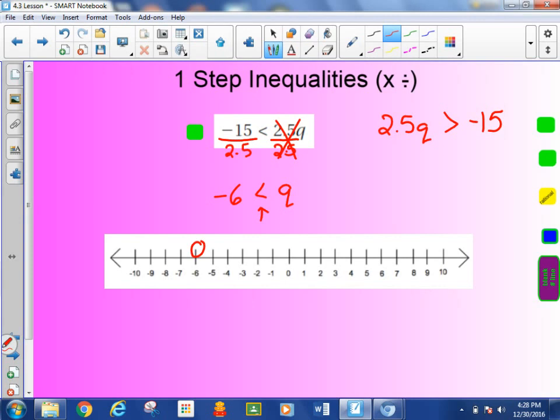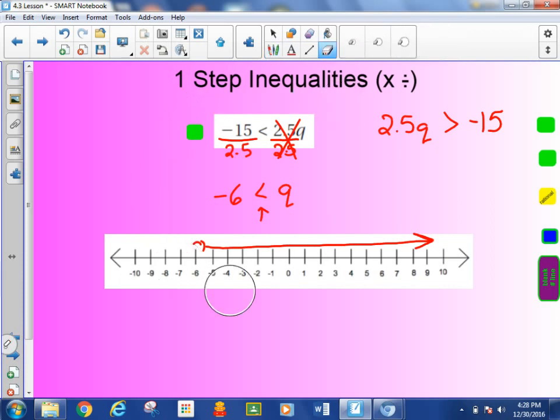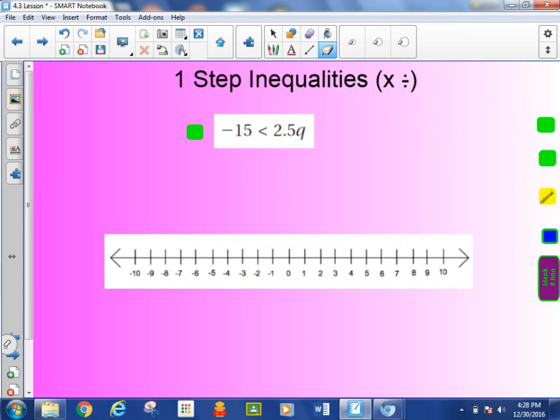And then q is being eaten, so it's the bigger number. Negative 6 is smaller. Bigger numbers fall to the right. So we could include negative 5 all the way infinitely to the right, and it would be a true statement. Negative 6 would not be included in that because it was not also equal to.